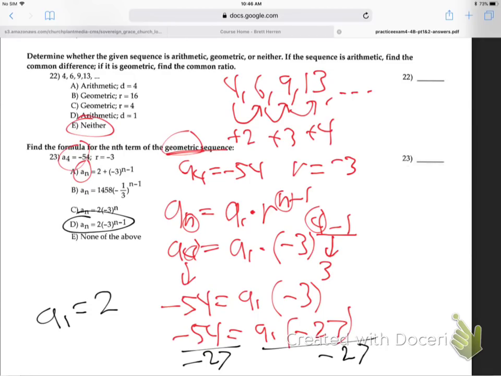So which one of those has a 2 in the front? It's that one. Can you see it? Remember how the formula is? A sub n is a1, r to the n minus 1. So that's your 2. We already know r was negative 3. So there it is. Good.